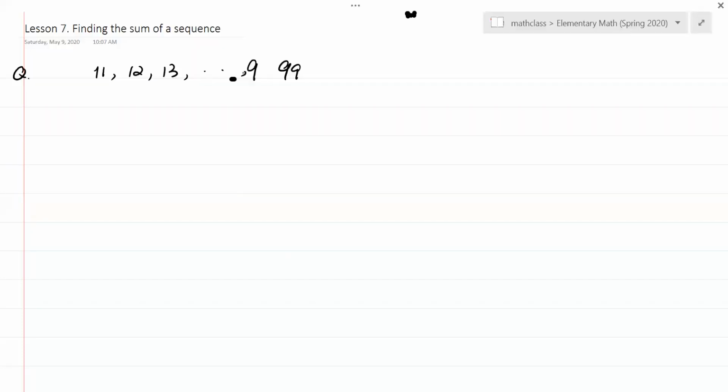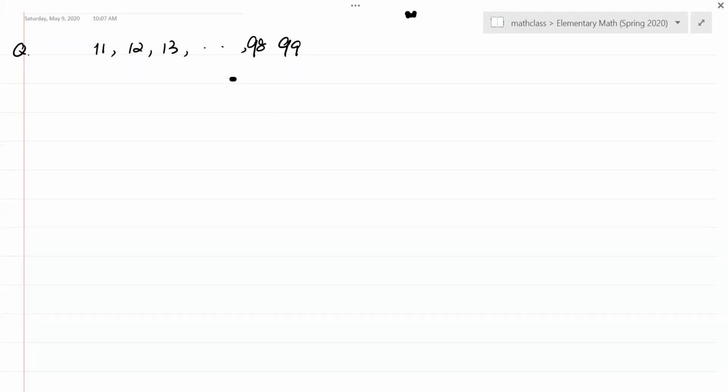Okay. I'm going to do it from 11, 12, 13, all the way to 99. The question is how many terms are there? You do the subtraction, right? 99 minus 11, so you get 88, right? But 88 is not going to be the number of terms in the sequence.